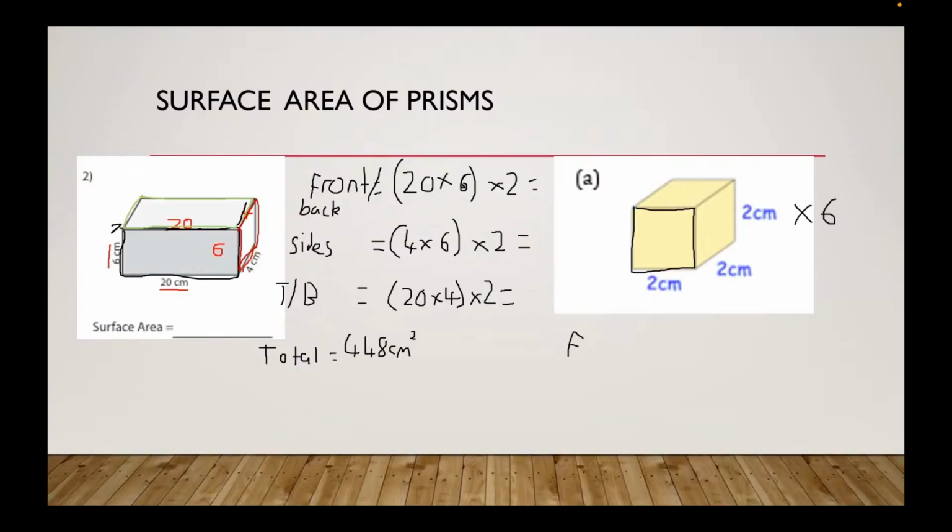So the area of the front, right, is just base times height, just like in a rectangle. So 2 times 2. And since all the sides are equal, we're just going to multiply it by 6 to represent 6 equal sides. So 2 times 2 is 4, 4 times 6 is 24. And that is our surface area of some basic prisms.